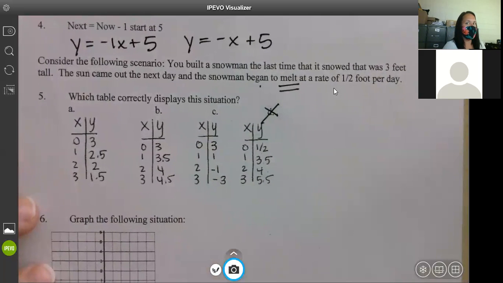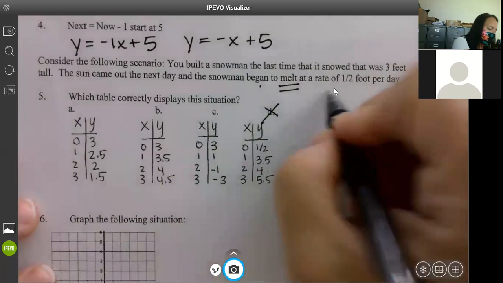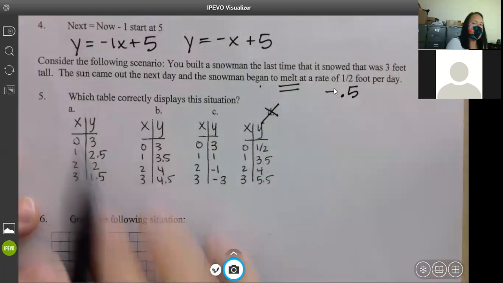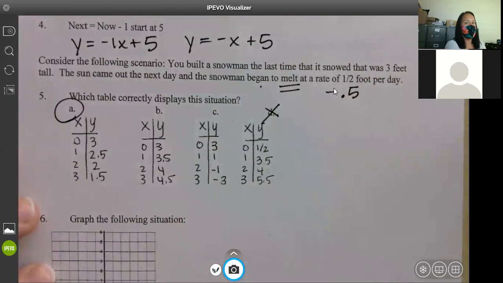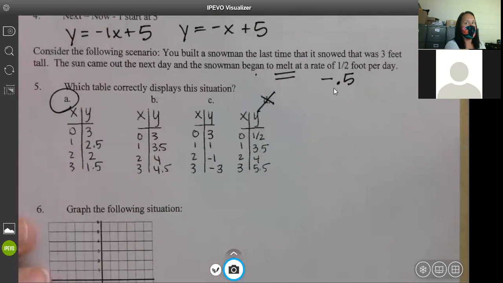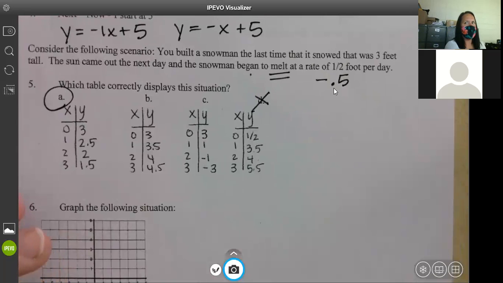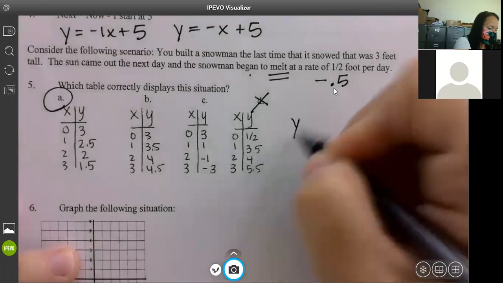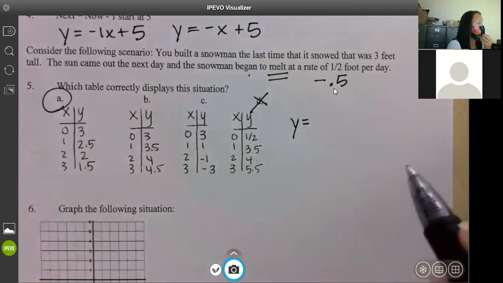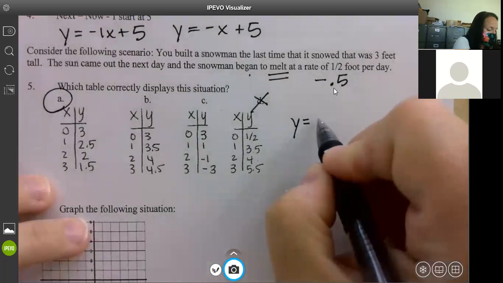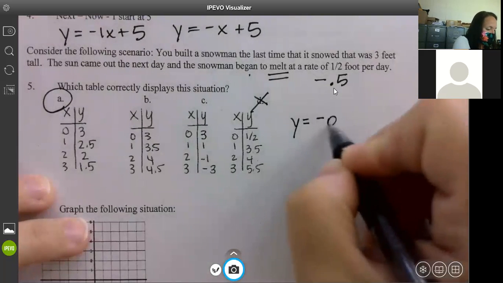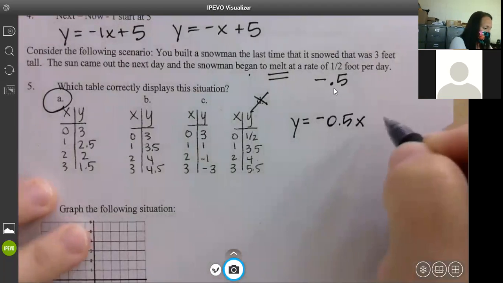1/2 foot per day. So what does that mean I have to do? Down 0.5. So which one of these charts go down 0.5? Yeah, that's it. Right? So how would I write that equation? It started at 3 and it went down 0.5. Start at 3. And then go down. So how do I write the equation? Y equals negative 0.5 or negative 1/2 x, and then plus 3.